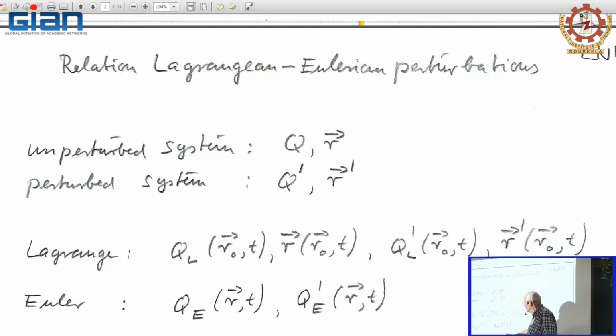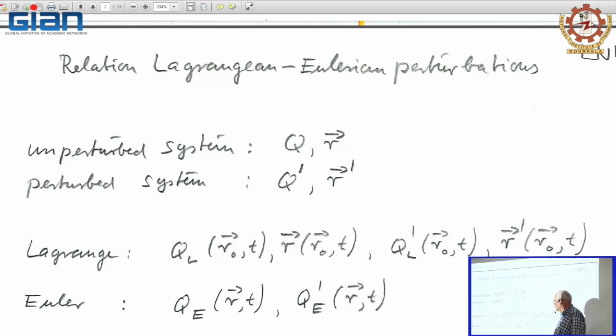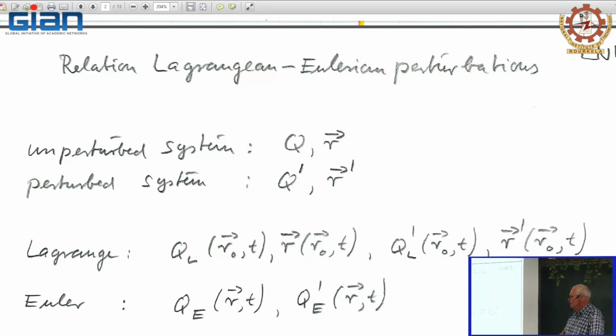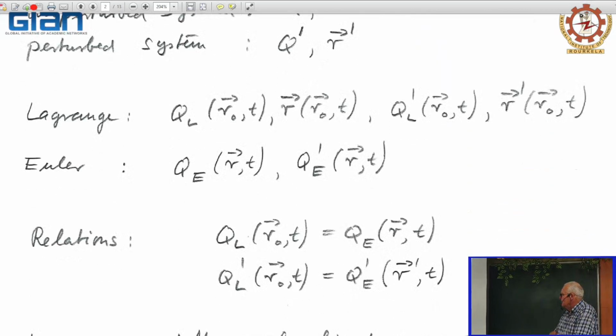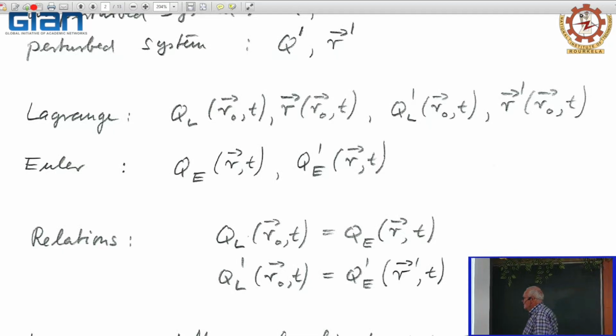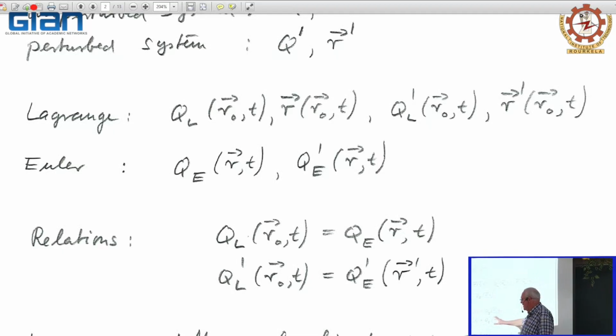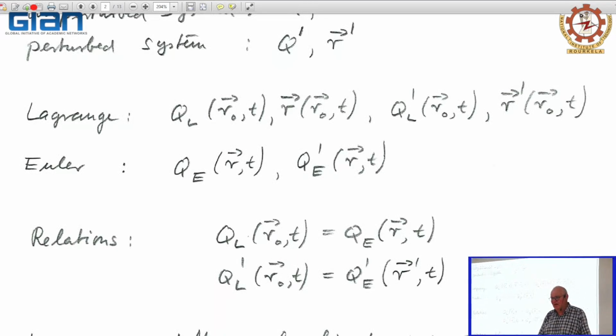We have the unperturbed system depending on independent variables r and t, and we have the perturbed quantity q e dash, which also depends on the position r and t. Now we have to identify the Eulerian and the Lagrangian quantities. Of course, the Lagrangian is the same as we discussed before, because the unperturbed system behaves like anything we have discussed in the previous lecture.